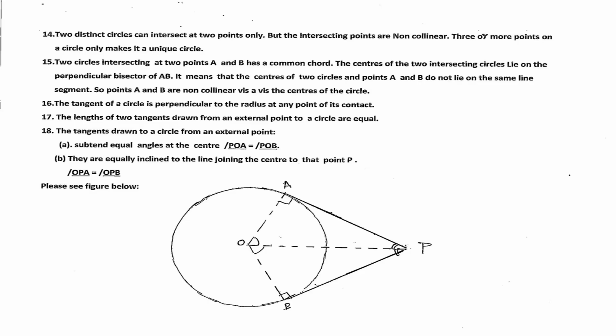16. The tangent of a circle is perpendicular to the radius at the point of contact. 17. The lengths of two tangents drawn from an external point to a circle are equal. 18. In the picture given in the slide, the tangents drawn to a circle from an external point subtend equal angles at the center. Angle POA is equal to angle POB. Also, they are equally inclined to the line joining the center to the external point P. That is, angle OPA is equal to angle OPB.